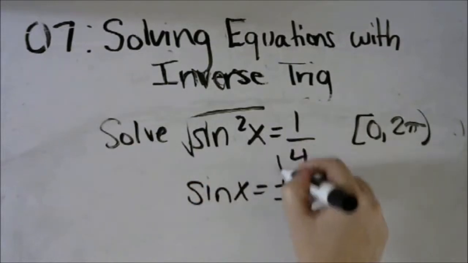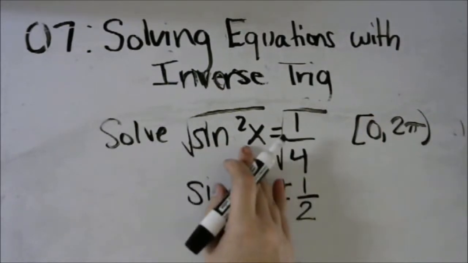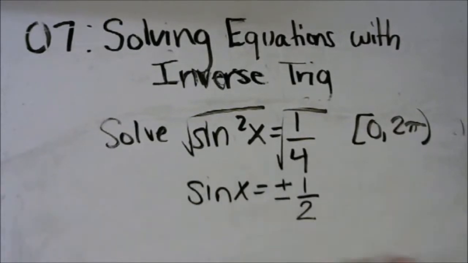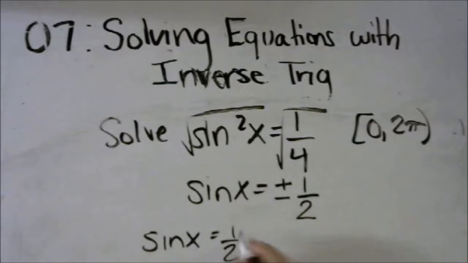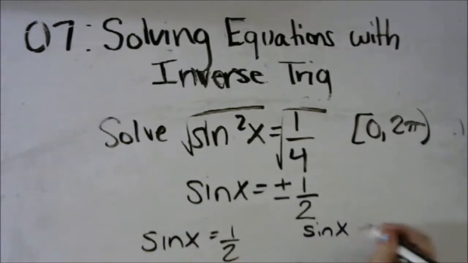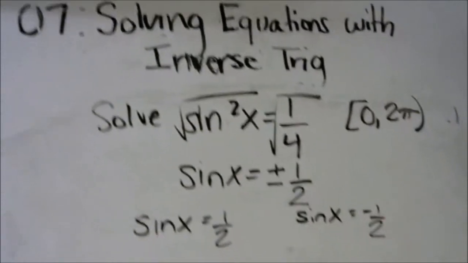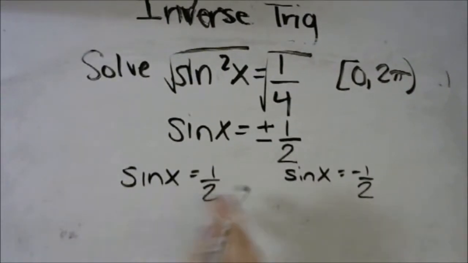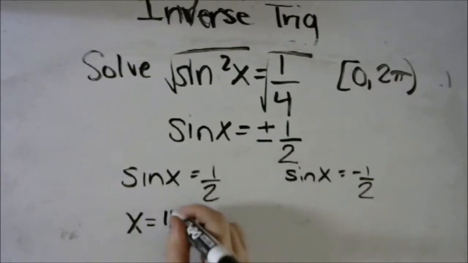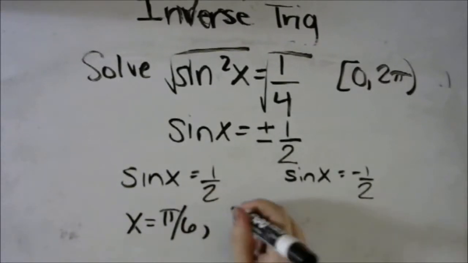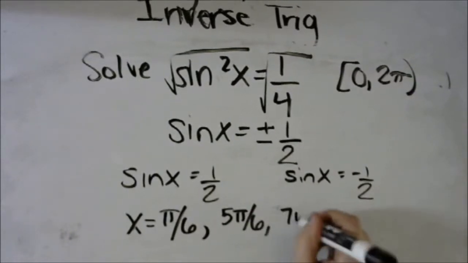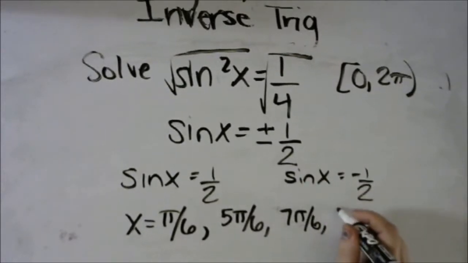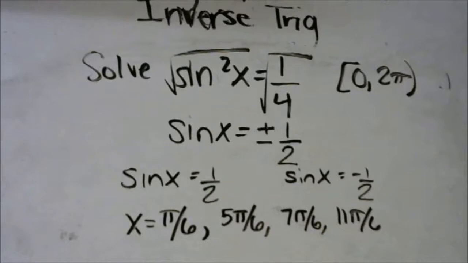Remember, when we introduce a square root, we open up the opportunity to have a positive or negative value, since both square to be positive. That leaves me with a lot of options. I need to find all of the angles on the unit circle whose sine is 1/2, and all of the angles on the unit circle whose sine is negative 1/2. So let's start in quadrants 1 and 2. Sine is 1/2 at pi 6. Sine is 1/2 at 5 pi 6. Sine is negative 1/2 at 7 pi 6. And sine is negative 1/2 at 11 pi 6.